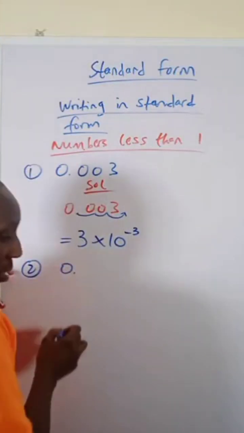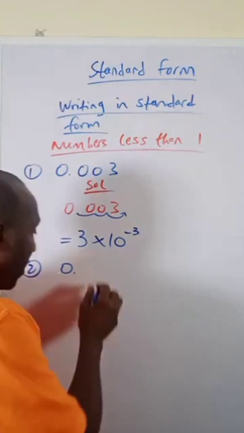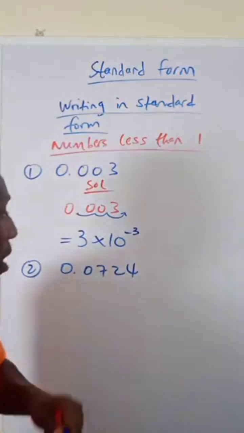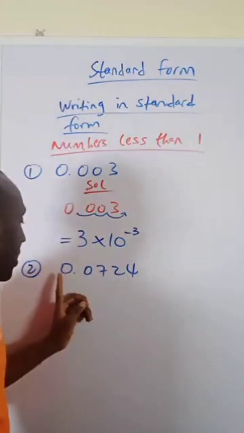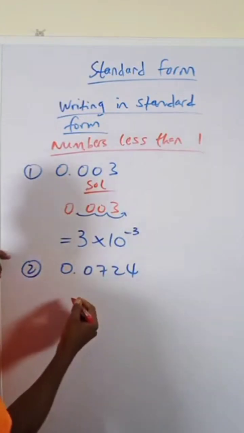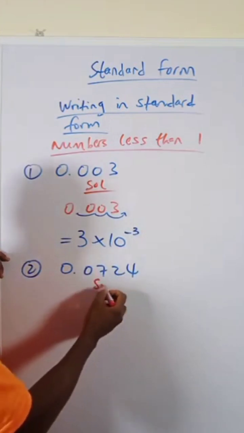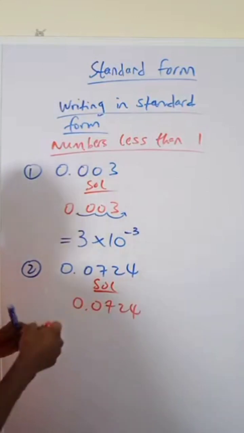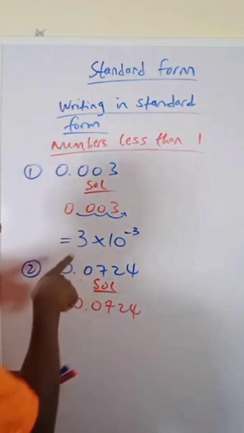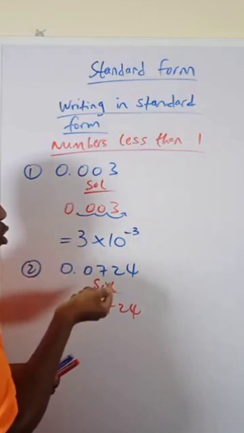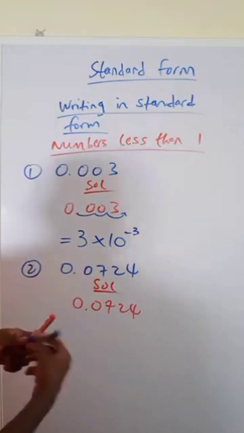Number 2, 0.0724. It's also less than 1. Why? Obviously, guys, 0 point something. So let's do this now. Let me just rewrite the question. So this is 0.0724. Like I told you, if you're writing it in standard form, you must have a singular digit in the whole number part.